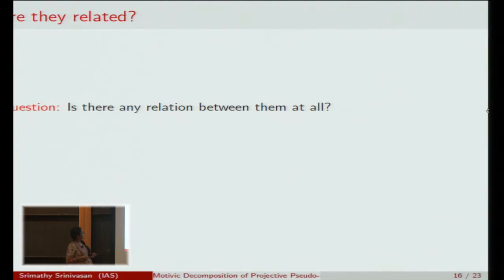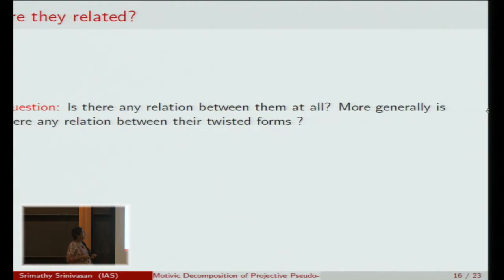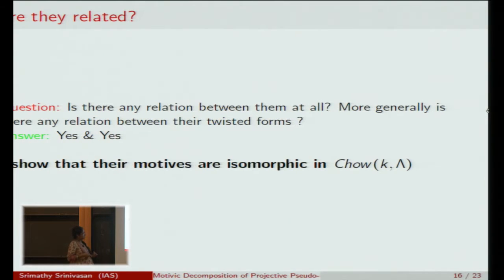So now the question is, how are they related? Is there any relationship between the VUFs and the flag varieties, or more generally, is there any relation between their twisted forms over the base field? The answer is yes and yes. So what I show is that their motives are isomorphic in the category Chow(k, Λ). Again, the Λ here is a finite coefficient ring.